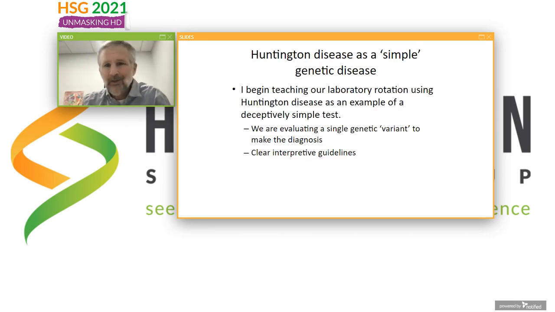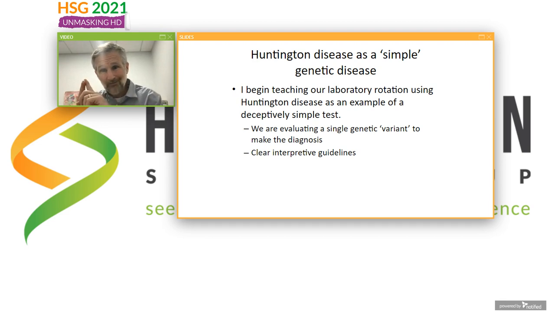And so if we dig into Huntington's disease, I actually always begin with this when I'm teaching my students as an example of a simple genetic disease. And I say simple from the standpoint of there's one and only one gene that causes Huntington's. It's not complicated like some other diseases where there's maybe dozens of genes that can cause it. There is one gene that causes Huntington's. And there's only one genetic change that causes Huntington's. It's the CAG repeat expansion. And like I just showed you in the previous slide, we have really well-established cutoffs for how to interpret the results. And so it seems like a very good example of a simple genetic disease.